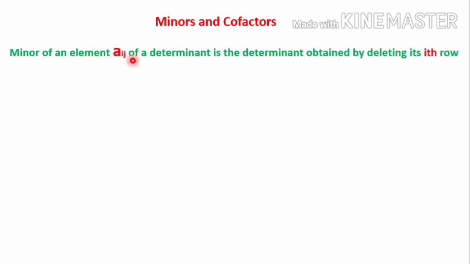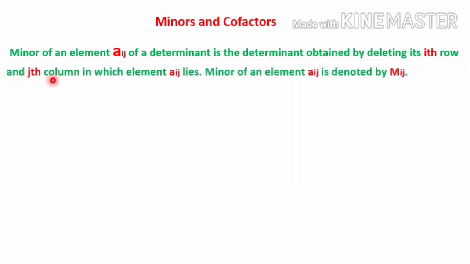Through the previous example, we have learned how to write the minors and the cofactors of each element of a determinant. Now let's define these minors and cofactors. Minor of an element Aij of a determinant is the determinant obtained by deleting its ith row and jth column in which element Aij lies.